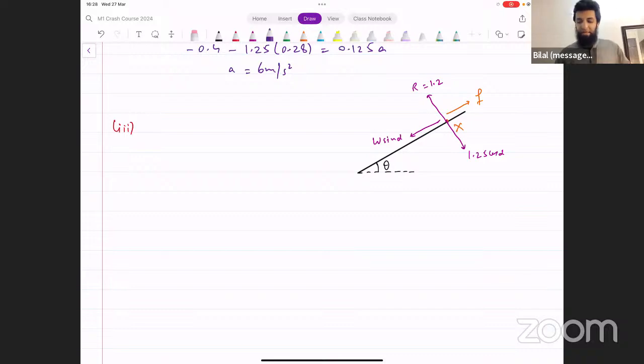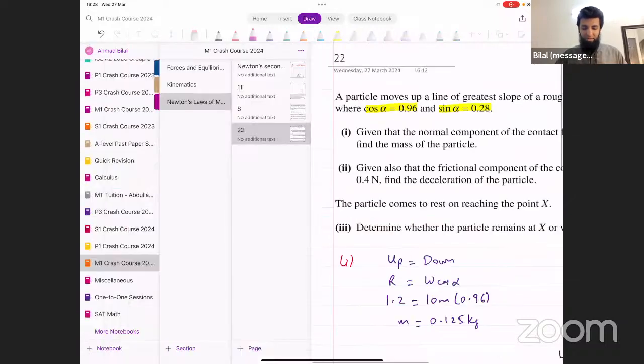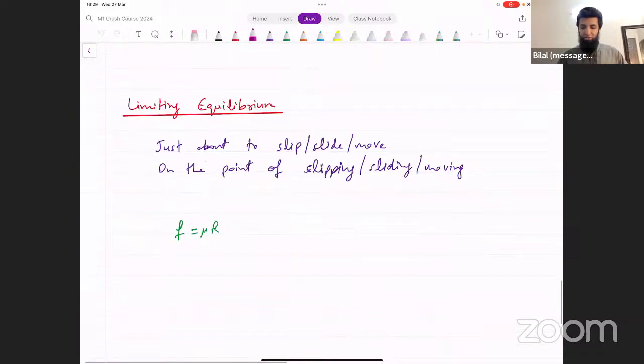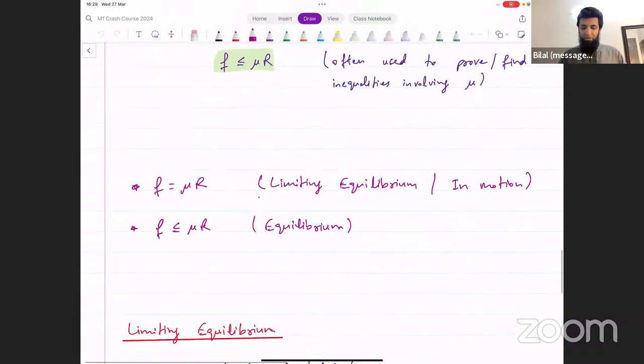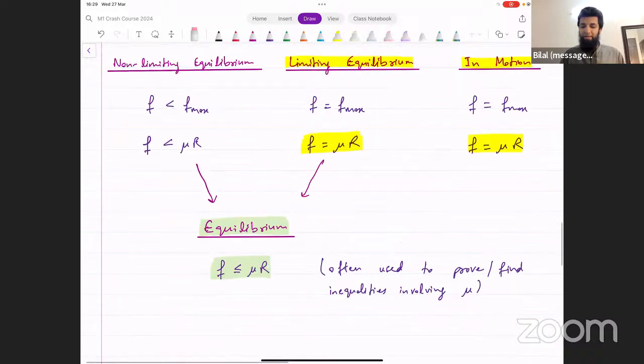So basically, we have two forces. We have one force, W sine alpha, and the other force is friction. Now, what is the maximum possible value of friction? Remember, we discussed this in forces in equilibrium. When we talked about friction, we said friction is going to be at its maximum value when you have limiting equilibrium or when the object is in motion. In these two cases, friction is going to be at its maximum value.